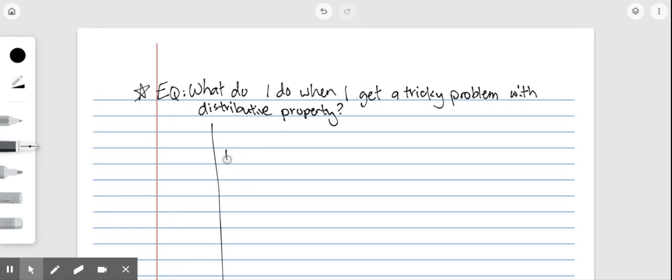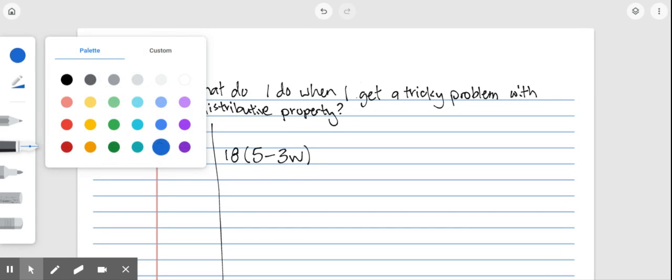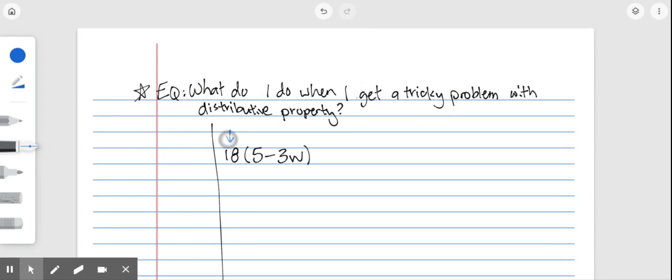We're going to do 18 times 5 minus 3w. Okay. So we're going to recall that this number on the outside is the number of groups, and it needs to distribute to each of the terms on the inside. So we start with 18 times 5, and then we keep the subtraction sign, and then we distribute to the second term, 18 times 3w.